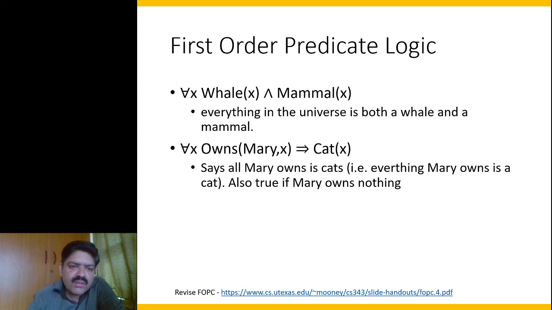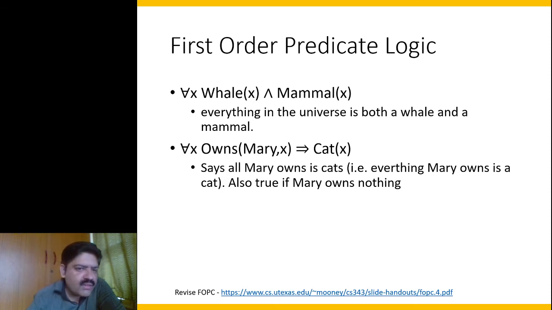Okay, what does this expression say? Owns of Mary comma x implies cat of x. So let's say owns of two parameters returns true if the first parameter owns the second. So Mary owns x.